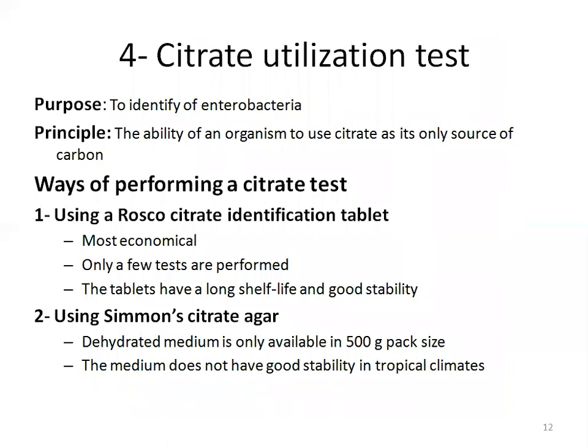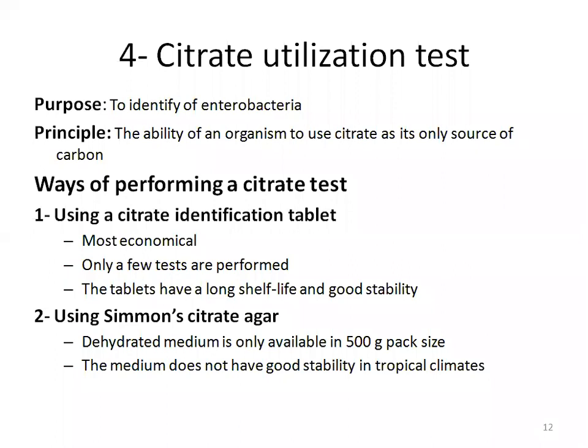The next test is the citrate utilization test. This test is one of the several techniques used occasionally to assist in the identification of enterobacteria. The test is based on the ability of an organism to use citrate as its only source of carbon.